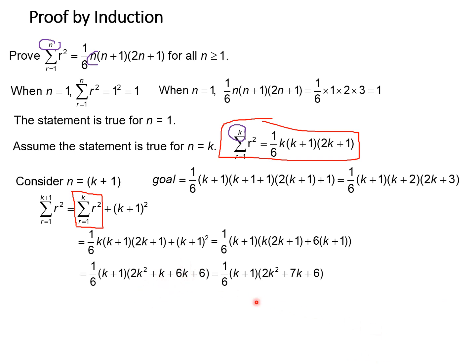So we expand this part. So we got 2k squared plus 7k plus 6. And then when we factorize it, we actually achieve the goal. So remember, we have to work towards the goal. So we work towards the goal. Okay, right?